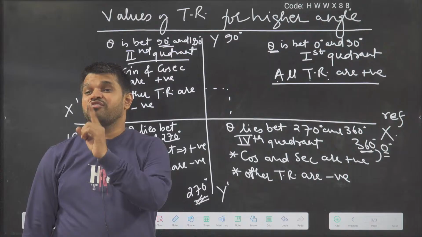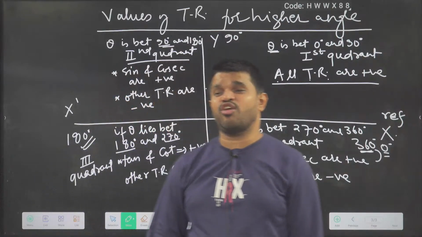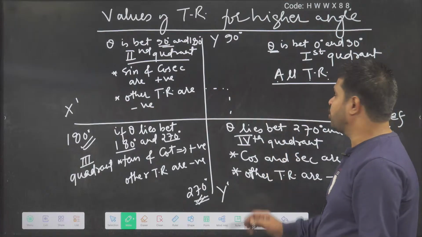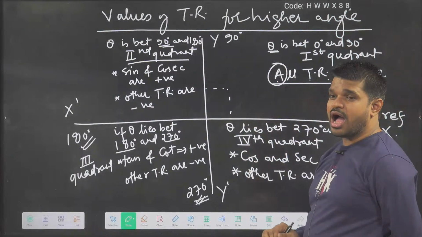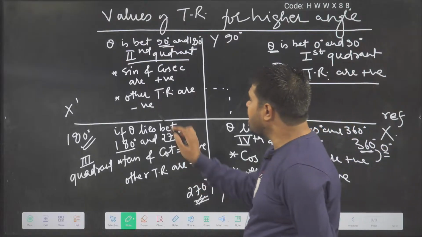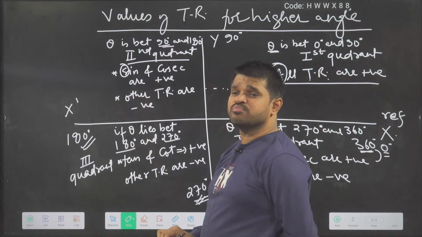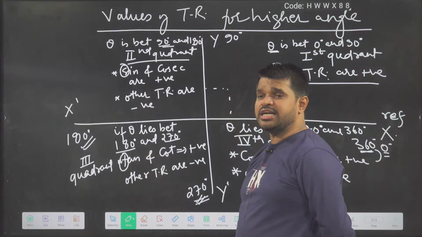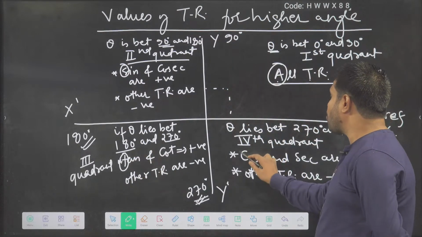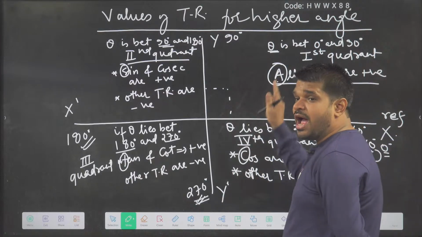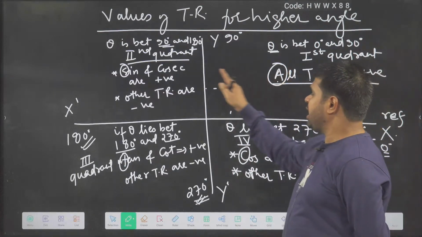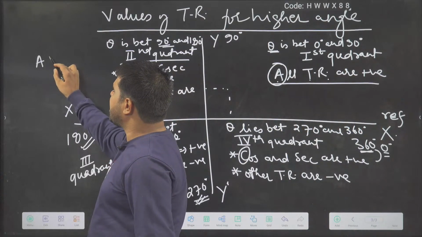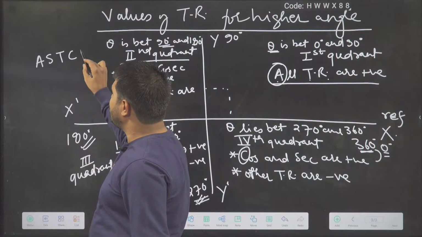There is one method of mugging up this information. How? Take the first letter from all four quadrants. I took A from the first, S from sine, then T for tan, and last C for cos. Write them in order: A, S, T, C. So many people remember it as the ASTC rule.